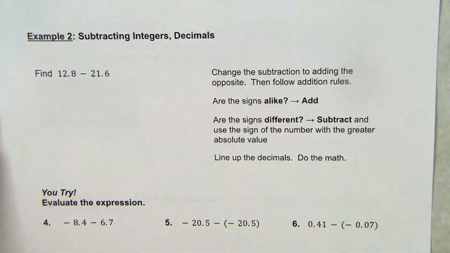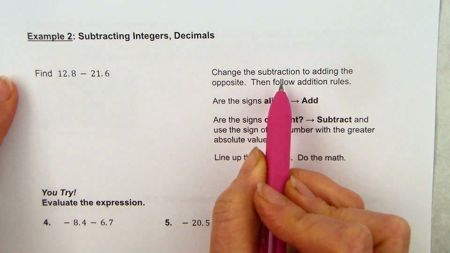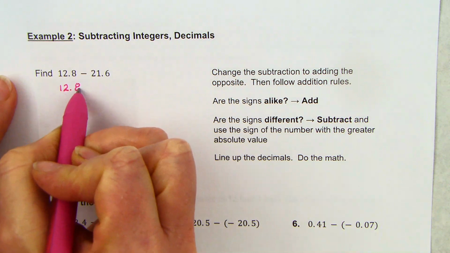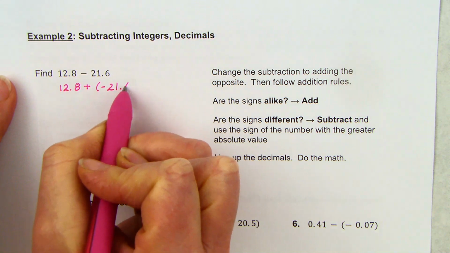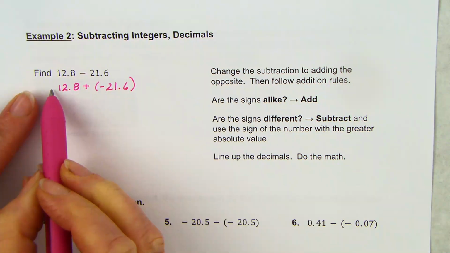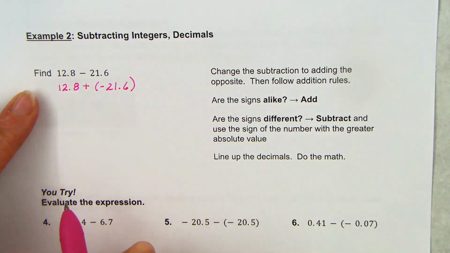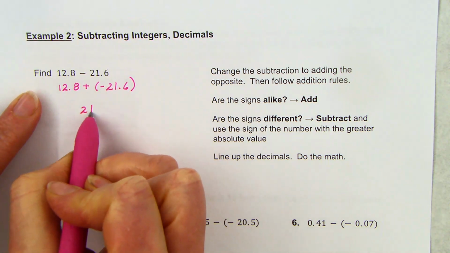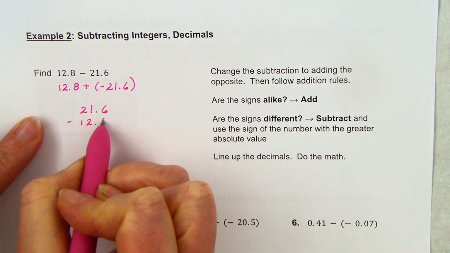Example 2 is subtracting decimals, which is, of course, always easier than fractions. Again, we change the subtraction to adding the opposite, plus negative 21.6. I have a positive and a negative, so I need to subtract and use the sign of the bigger number. So I'm going to put the greater absolute value on top, 21.6, and subtract 12.8.